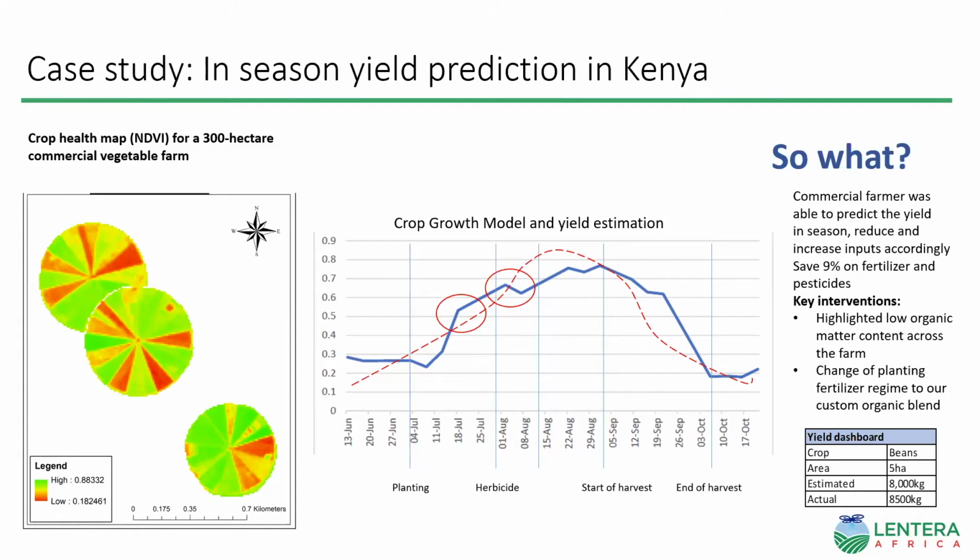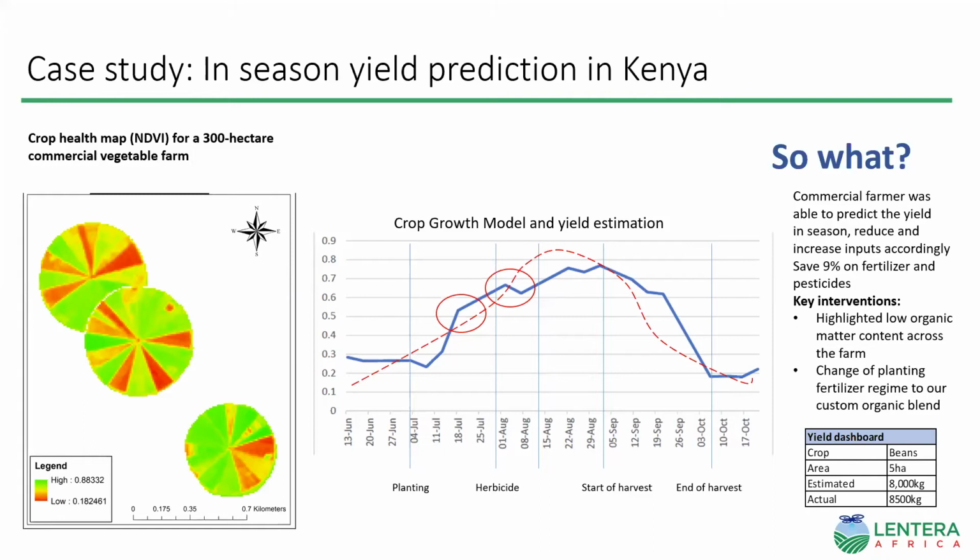So the commercial farmer was able to predict the yield in season, was able to reduce and increase inputs accordingly, thus saving 9% on fertilizer and pesticides. So the key interventions were: one, highlighted low organic matter content across the farm, and also change of planting fertilizer regime to our custom organic blend.